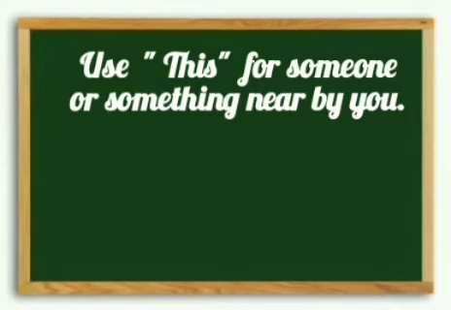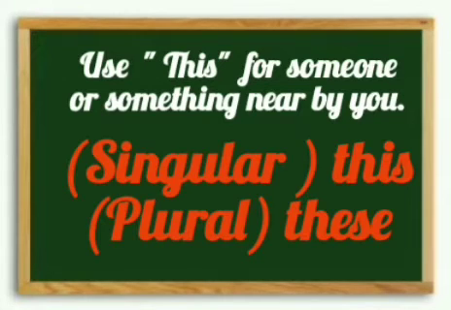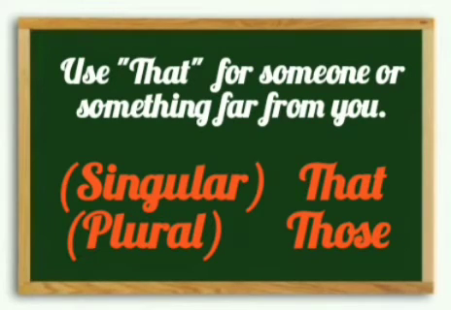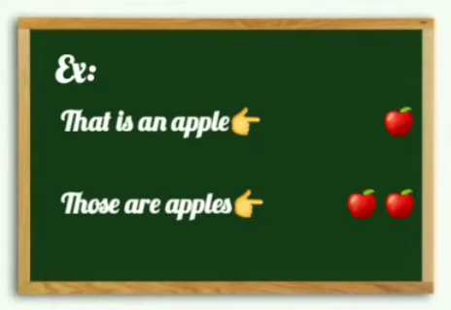Use this for someone or something nearby you. The singular is this and the plural these. Example, this is an apple and the plural these are apples. Use that for someone or something far from you. The singular is that and the plural those. Example, that is an apple and the plural those are apples.